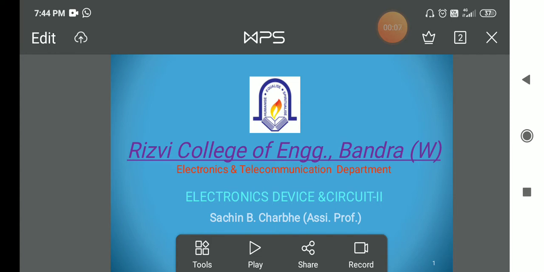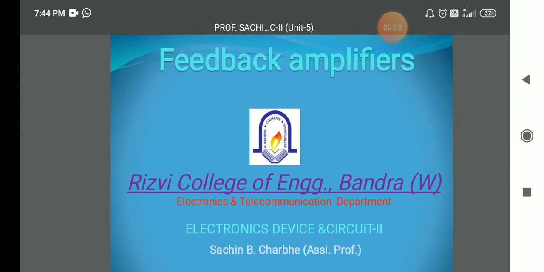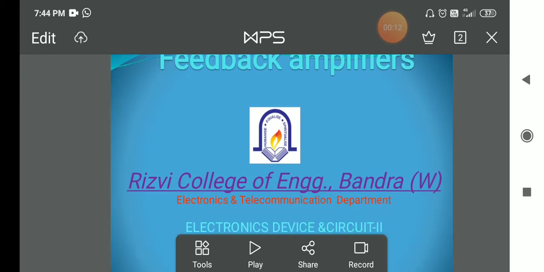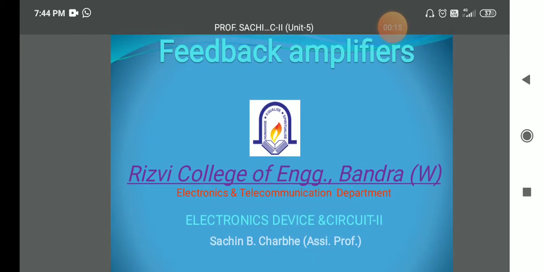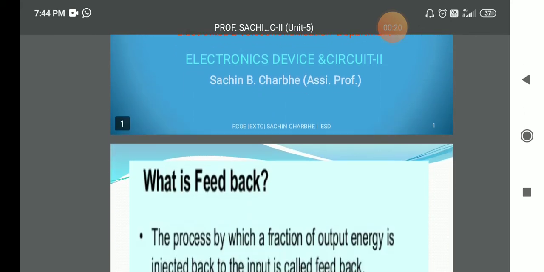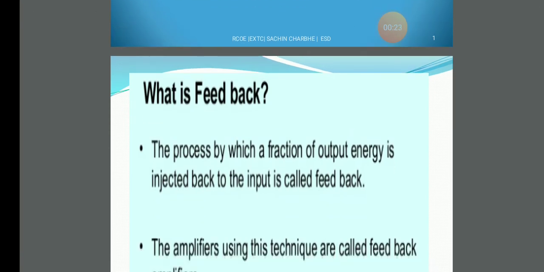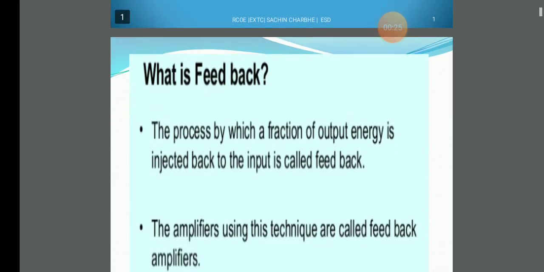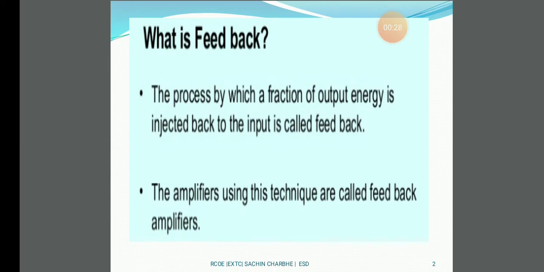Today we will discuss the feedback amplifier. This is unit five in your Mumbai University syllabus. First we will see what feedback is. The process by which a fraction of output energy is injected back to the input is called feedback. It means the output is fed back to the input to correct the error. The amplifier using this technique is called a feedback amplifier. So this feedback is used in amplifiers.